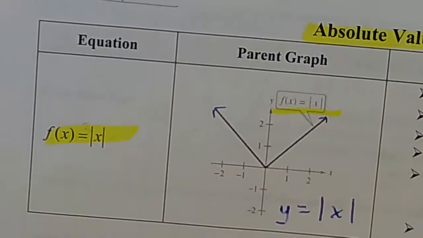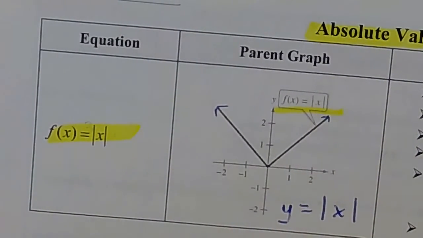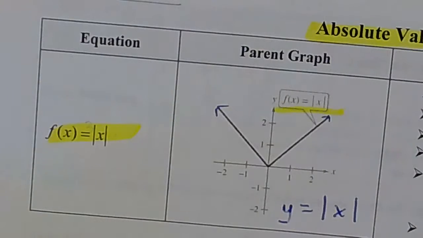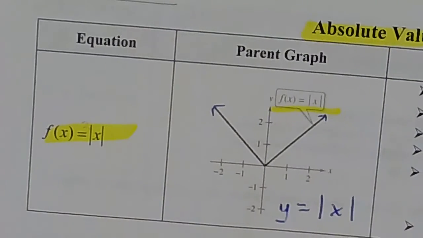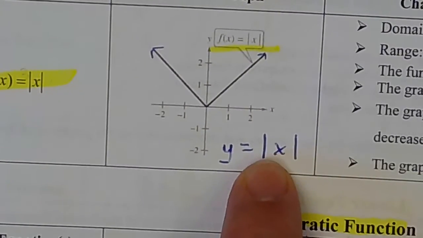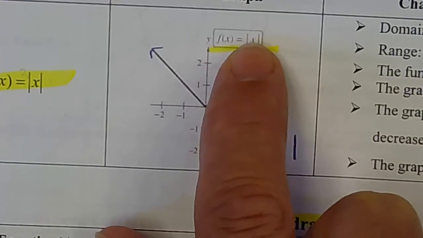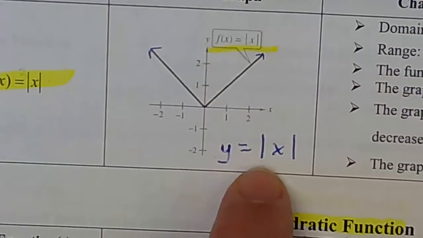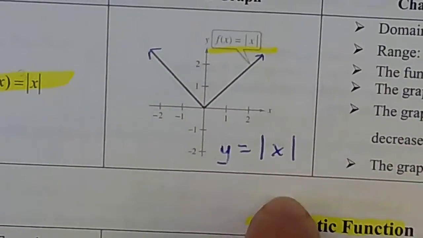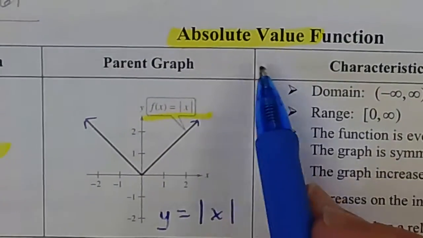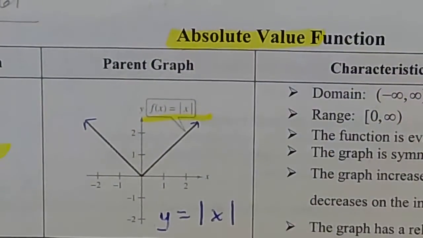All right, so parent functions. You think, what does a parent function look like? Well, if you don't have any multipliers or any constants being added or subtracted, what would it look like? It'd be pretty plain. It says f of x equals absolute value of x, or simply put, just y equals absolute value of x. That is the parent function for the absolute value function.